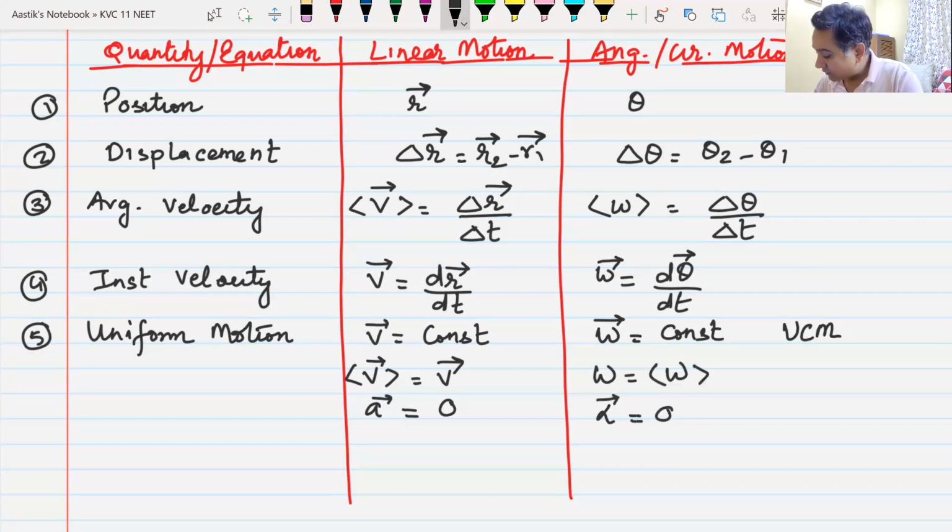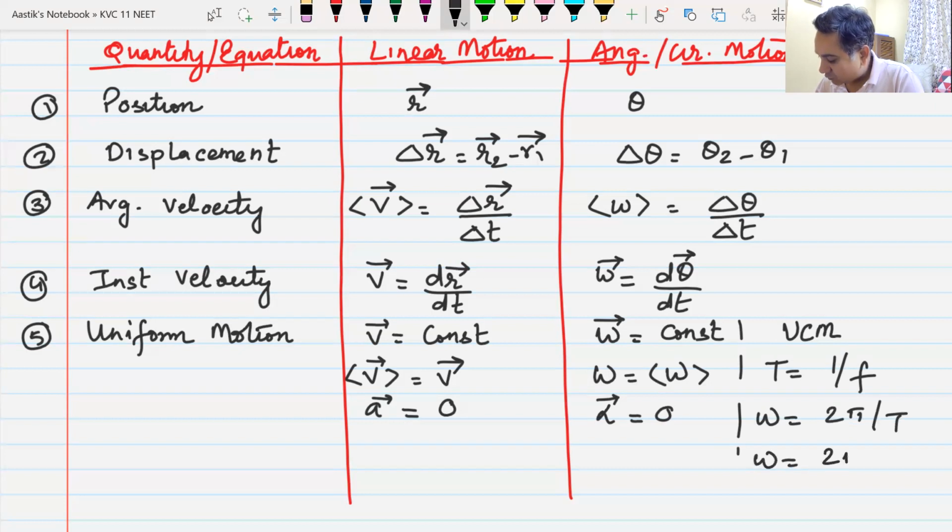Then we had something known as frequency and time period. Time period is 1 by frequency. Omega is 2 pi by T. And omega is also 2 pi f. Do we understand what we are writing here? Yes or no? Are we getting this or is it going above our heads?